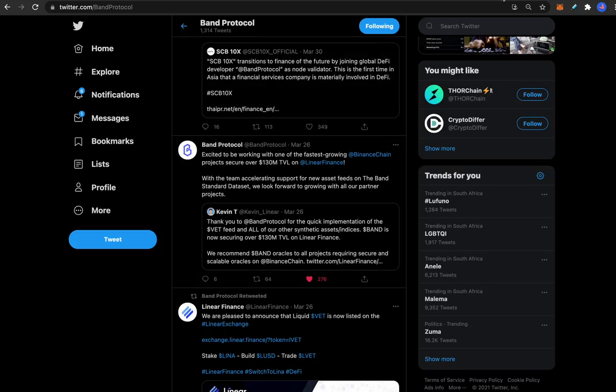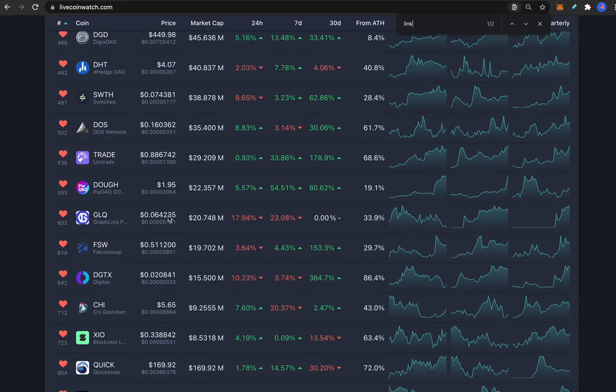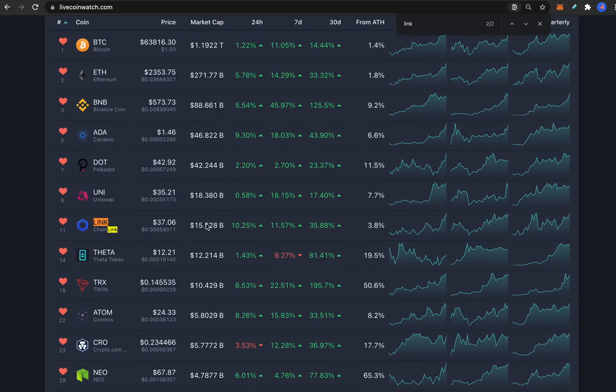So eventually, if you compare Band to Link, Chainlink, which basically offers the same utility, has a $15 billion market cap compared to the $400 million market cap of Band Protocol. So in my opinion, Band Protocol is just massively undervalued compared to Chainlink, basically in every single metric that I could find online. They actually have more oracle requests than Chainlink does, also on a daily basis.